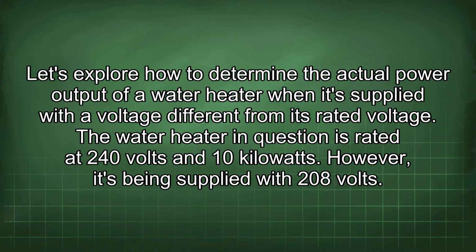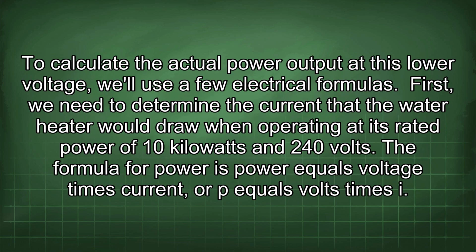Let's explore how to determine the actual power output of a water heater when it's supplied with a voltage different from its rated voltage. The water heater in question is rated at 240 volts and 10 kilowatts. However, it's being supplied with 208 volts. To calculate the actual power output at this lower voltage, we'll use a few electrical formulas.